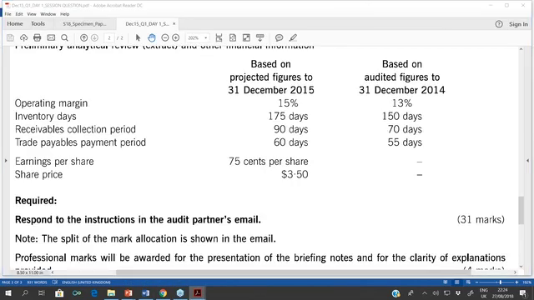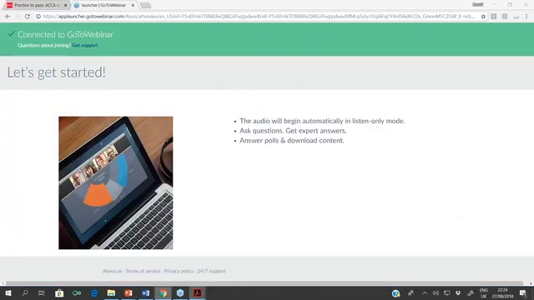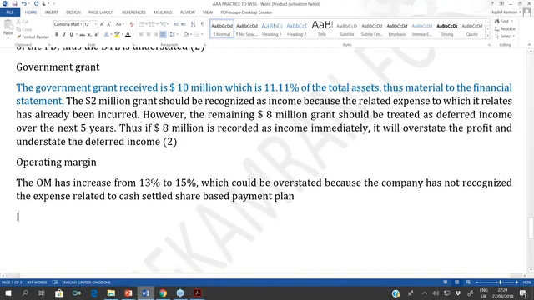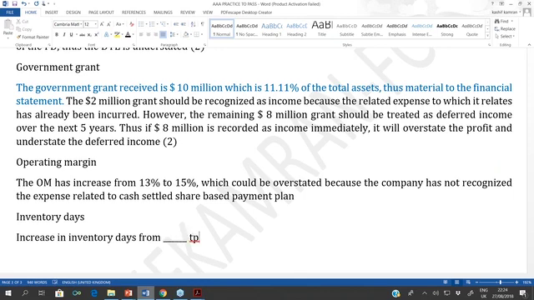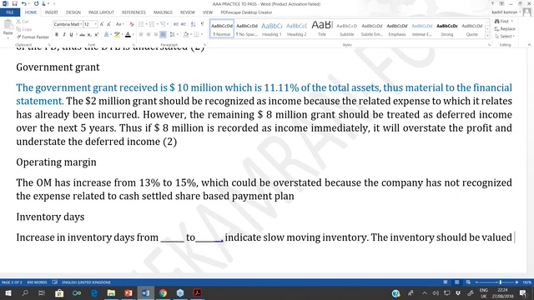Then the second one, see how beneficial the numbers are. Inventory days have increased from 150 to 175. So that's another risk. Inventory days, the increase in inventory days from this to this indicates slow moving inventory. The inventory should be valued at the lower of cost or NRV.